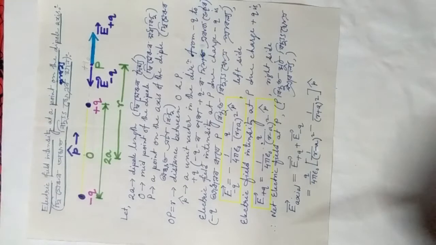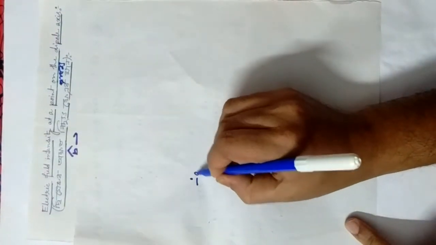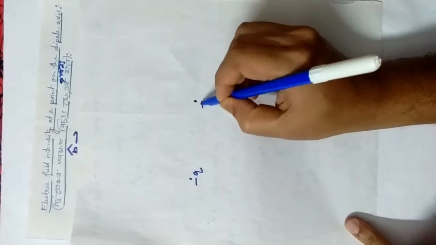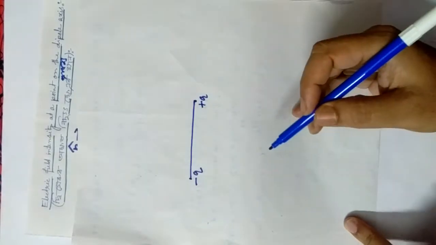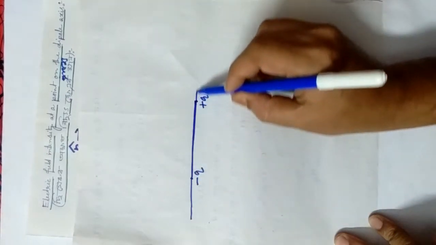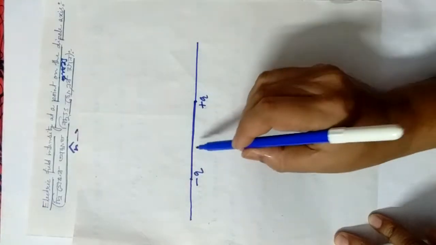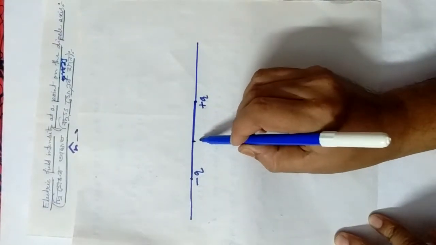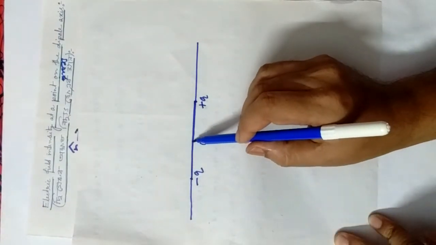One is the axis of a dipole, and what is the equatorial line or equatorial plane. Let's see here. Suppose this is a point charge minus q and this is another point charge plus q. Suppose they have formed a dipole. Any line joining these two point charges is called the axis of the dipole. That means this is the axis of the dipole, and suppose this is the midpoint O. It is also called the midpoint or center of the dipole.